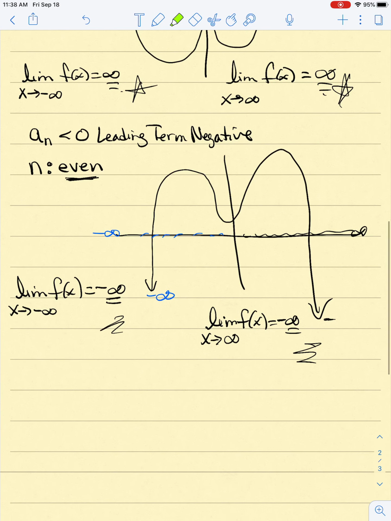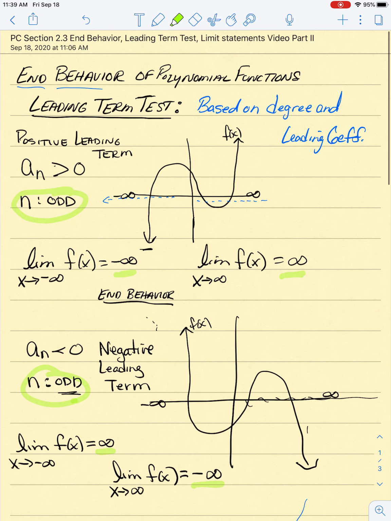All right, I think I've got that all covered for you, and I hope that made some sense. And again, this is called the leading term test, talking about the end behavior of your polynomial.